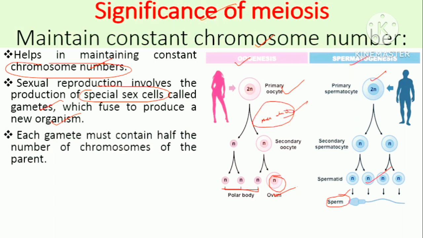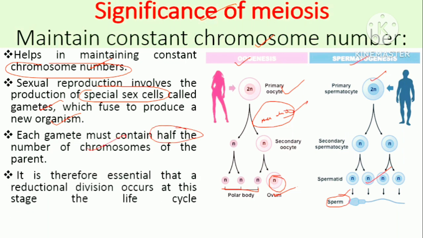Each gamete must contain half the number of chromosomes of the parent, and it is therefore essential that a reductional division occur at this stage of the life cycle. So that helps in maintenance of the total chromosome number.